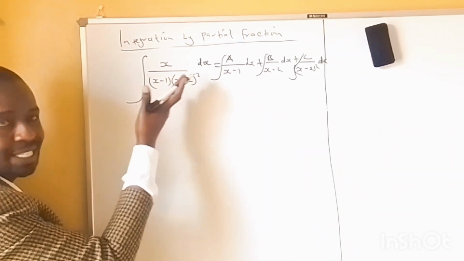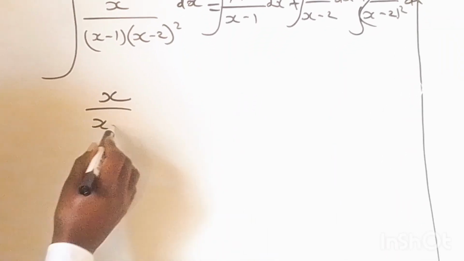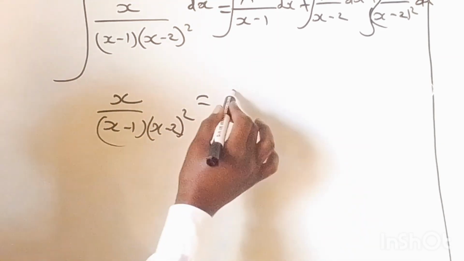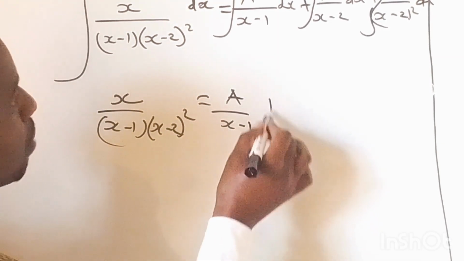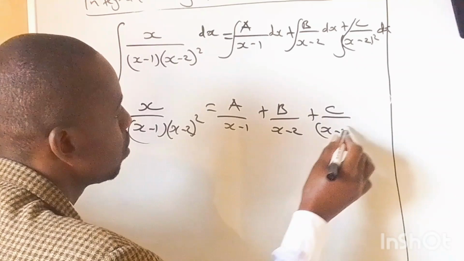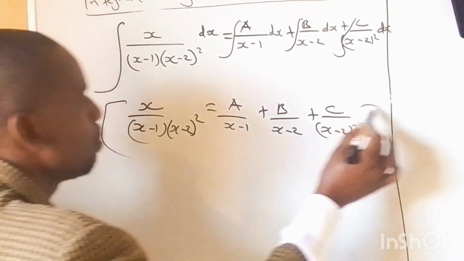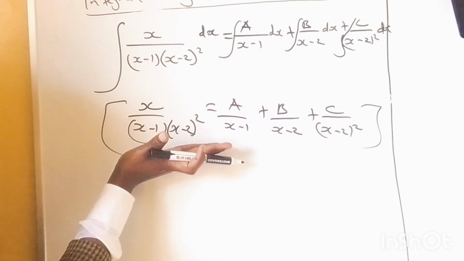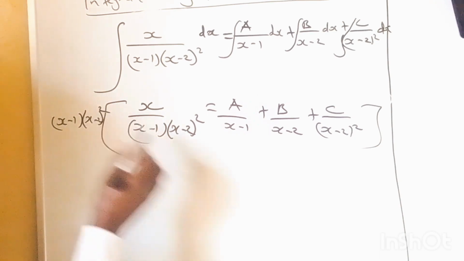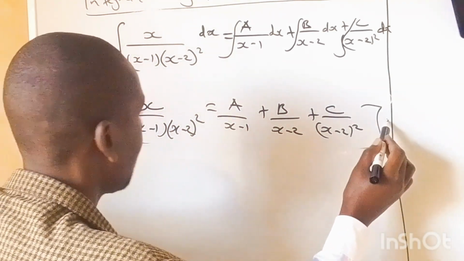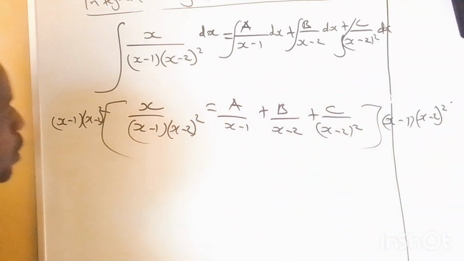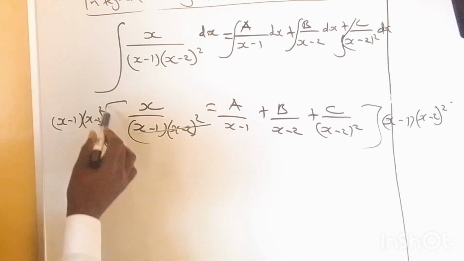Let's now write it without the integral signs: x over (x minus 1)(x minus 2) squared is equal to A over x minus 1 plus B over x minus 2 plus C over (x minus 2) squared. The first thing is to multiply both sides by the LCM, which is the denominator, (x minus 1)(x minus 2) squared. You multiply both sides by that, and this one will cancel with that one.